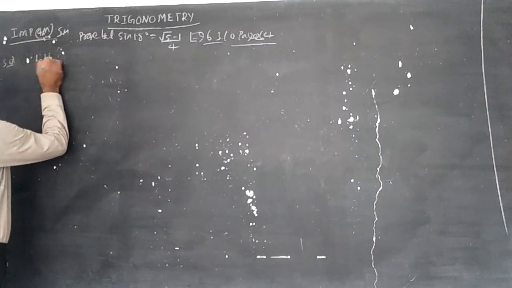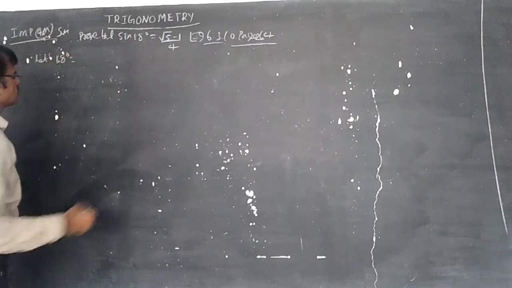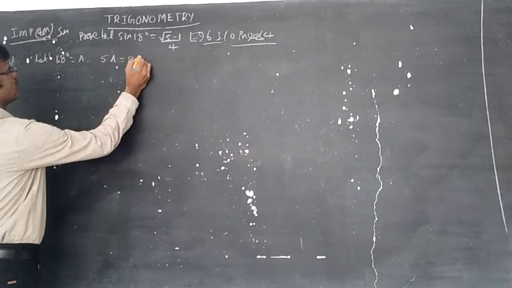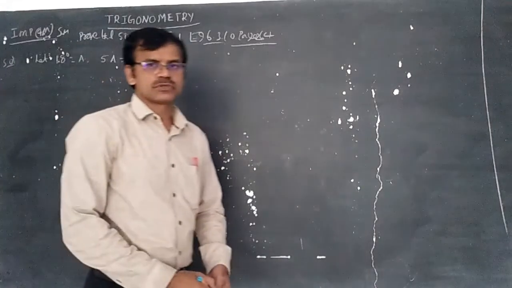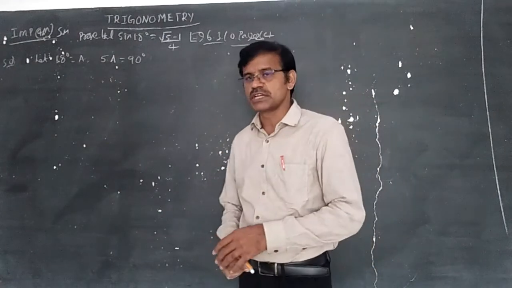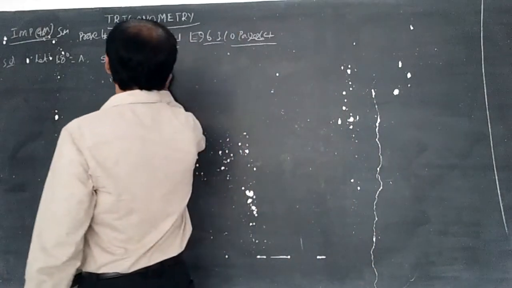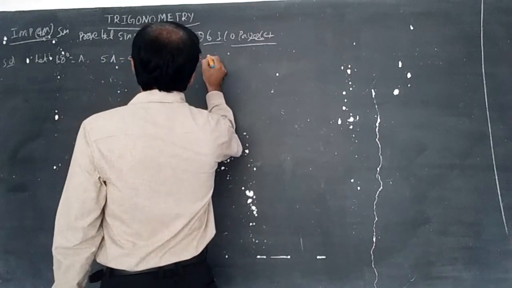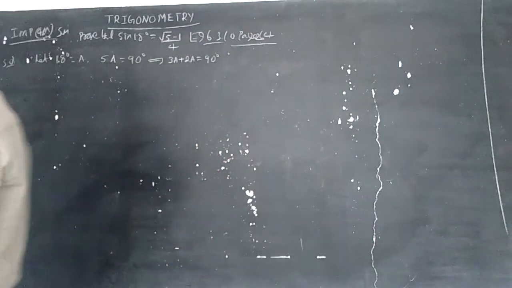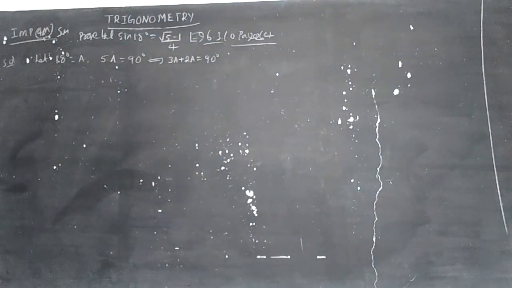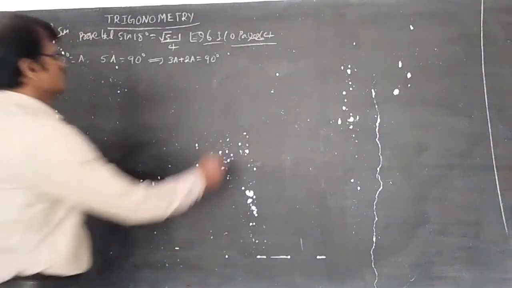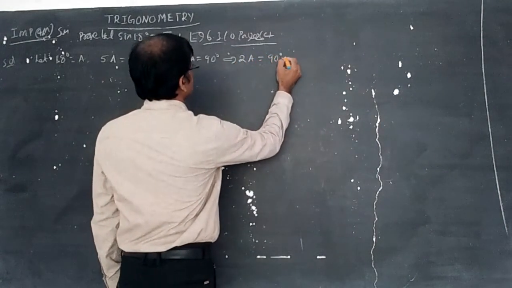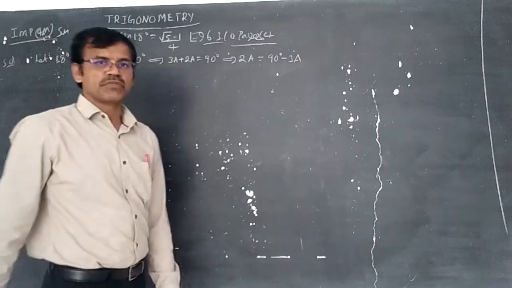Solution. Let 18 degrees equal A. Multiply with 5. 5A is equal to 5 into 18, which means 90 degrees. That implies this 5A can be considered as 3A plus 2A. 3A plus 2A is equal to 90 degrees. That implies, keeping 2A aside, this is 90 minus 3A. This is the main step.